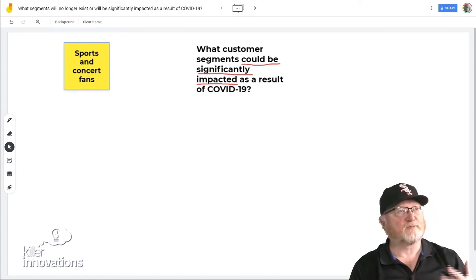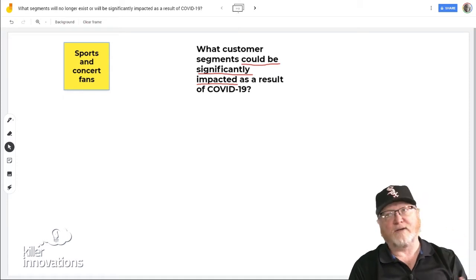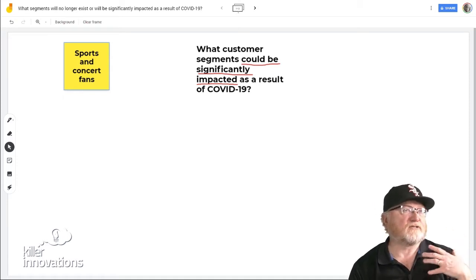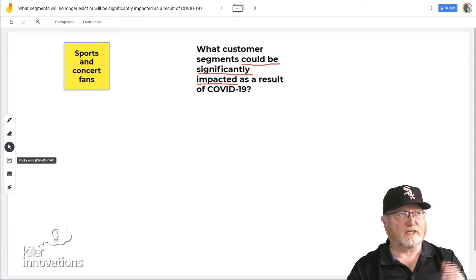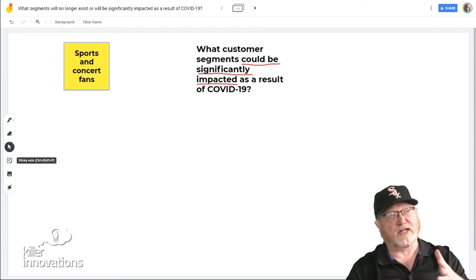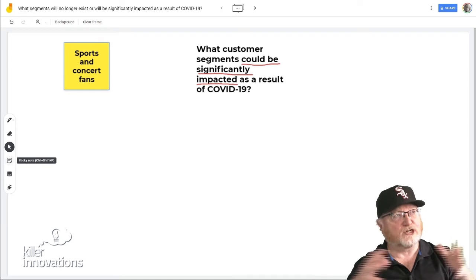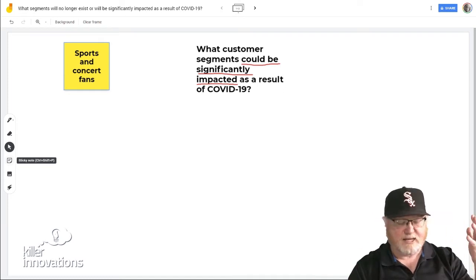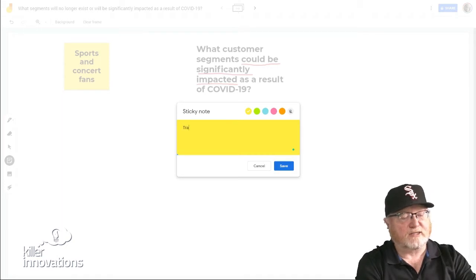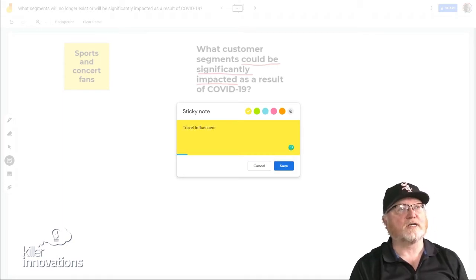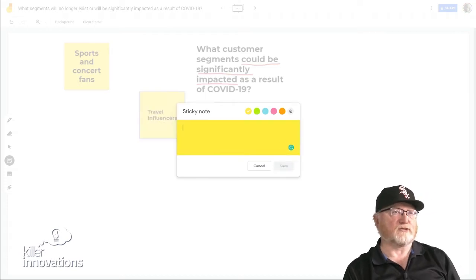In Italy, the soccer teams had matches in stadiums with no fans. I don't know what this is going to mean as far as the future, but if you're serving the sports and concert fans or people who want to get into groups in the social experience, things are different. The other segment that I thought was an interesting one is travel influencers.